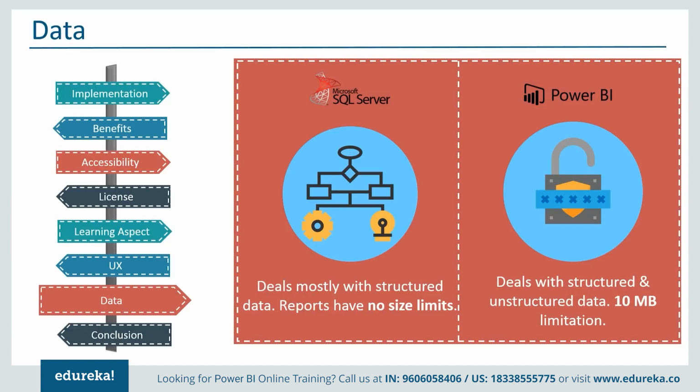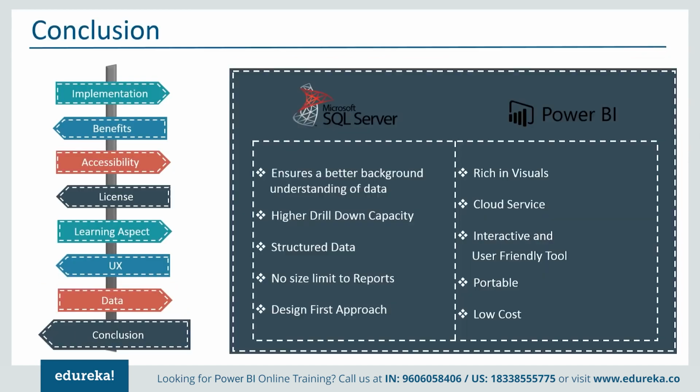With that, I come to my final point, which is the data dependency. Now, the Power BI can deal with structured as well as unstructured data, but due to that, its data capacity is limited to only 10 MB or 33,000 rows of data, whereas the SSRS deals with structured and semi-structured data, so you can create really large reports on it. I think with that, we are ready to conclude.